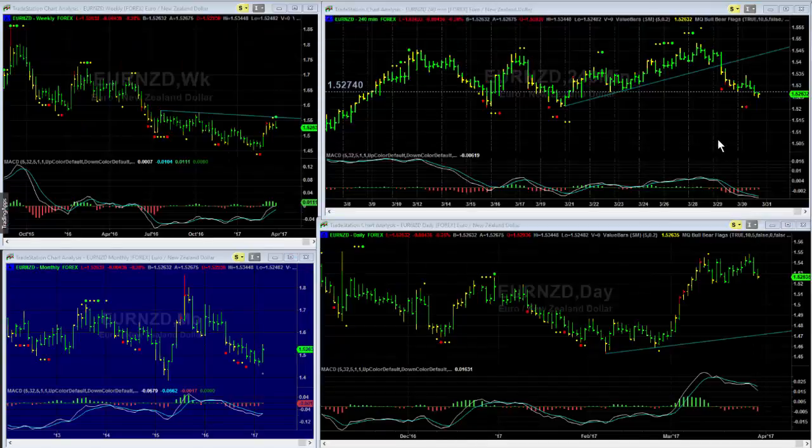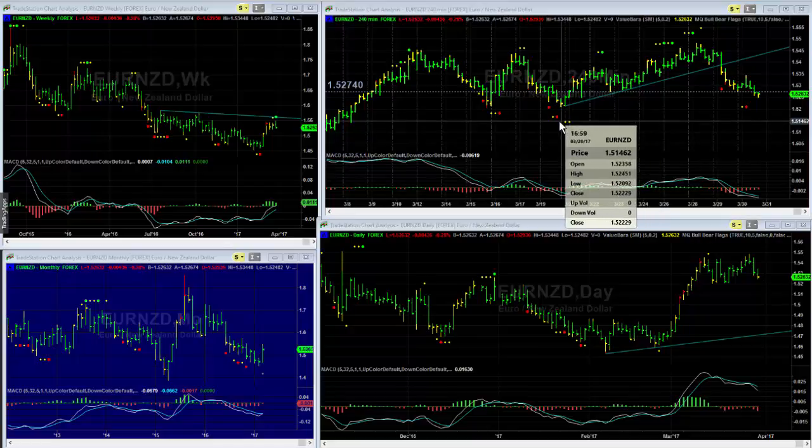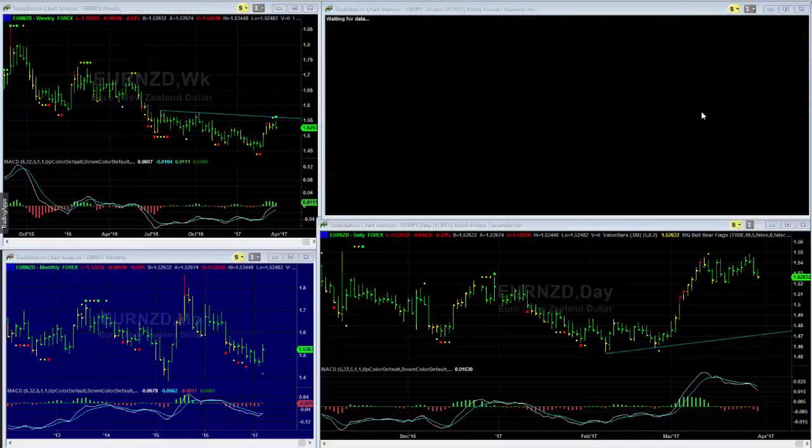The euro kiwi, you can see that we've broken this support here. We just broke that recently, and we can watch for it to go down further. Now the first low is almost there at 1.52473, and then on down to 1.52092.